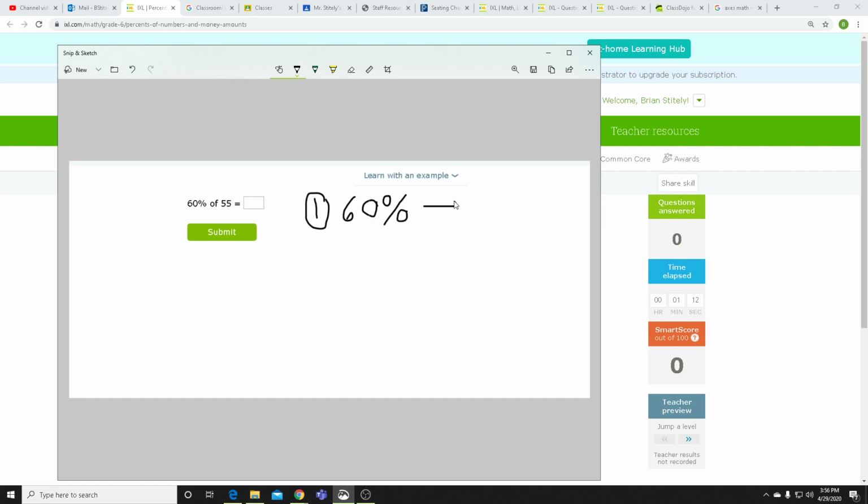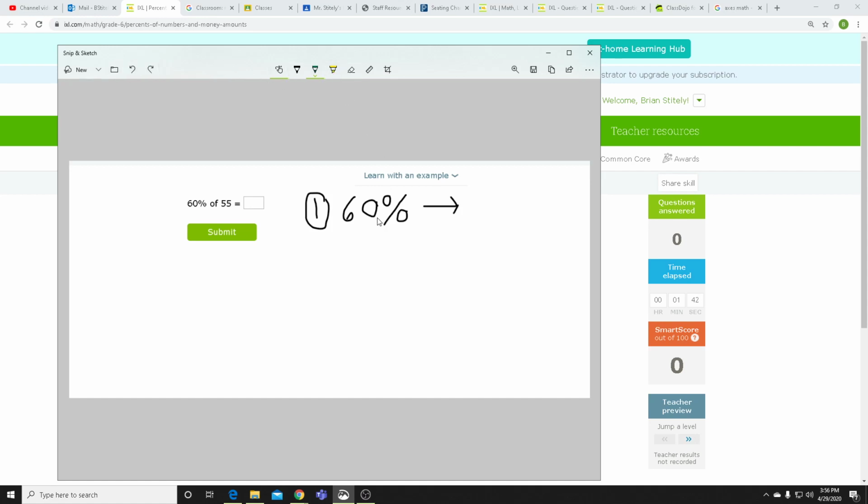To change that to a decimal, you're just going to move the decimal place over 2 places. Move it to the left. Okay? Whenever you convert from a percentage to a decimal, you're always moving it 2 to the left. Or in other words, we're dividing 60 by 100. And that's actually the same thing as moving this decimal over.